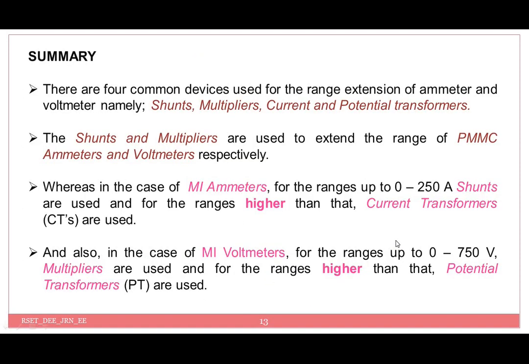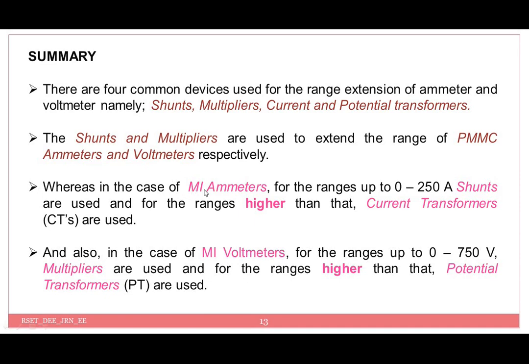So let me conclude this topic, extension of range of ammeters and voltmeters. We already studied moving coil, moving iron and dynamometer types. There are 4 common devices used for the extension of range of ammeters and voltmeters, namely shunts, multipliers, current transformers and potential transformers. But these two are mainly used for AC circuits. Shunts and multipliers are used to extend the range of PMMC ammeters and voltmeters respectively.